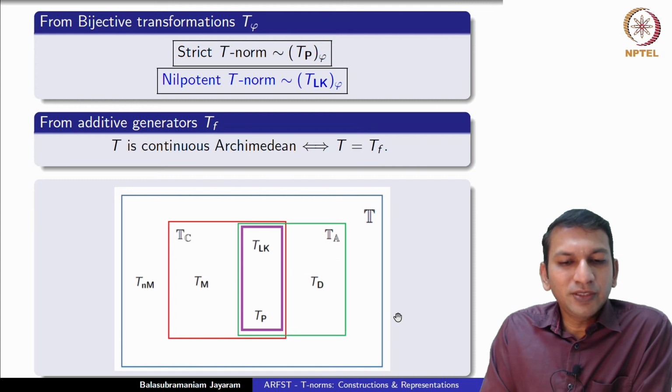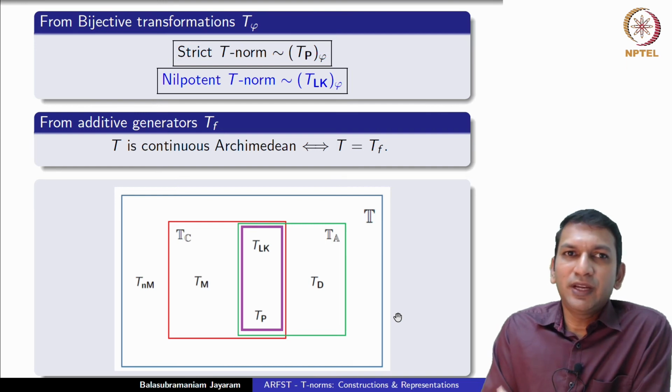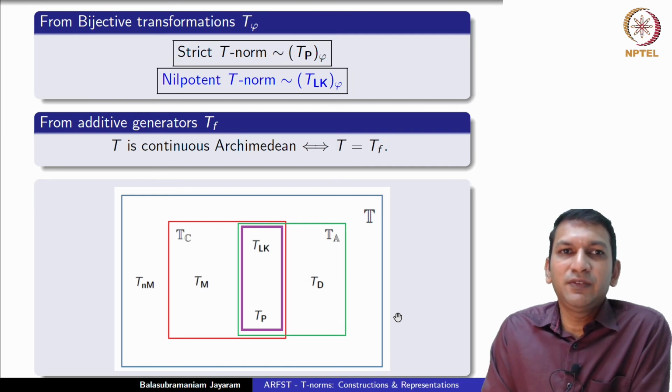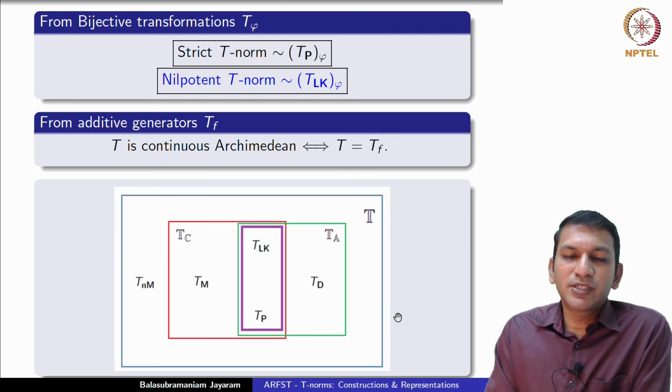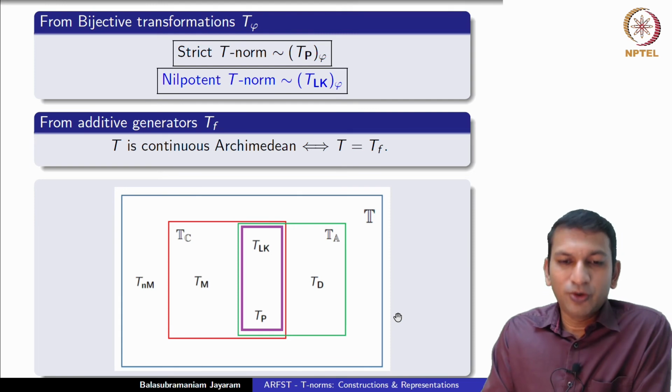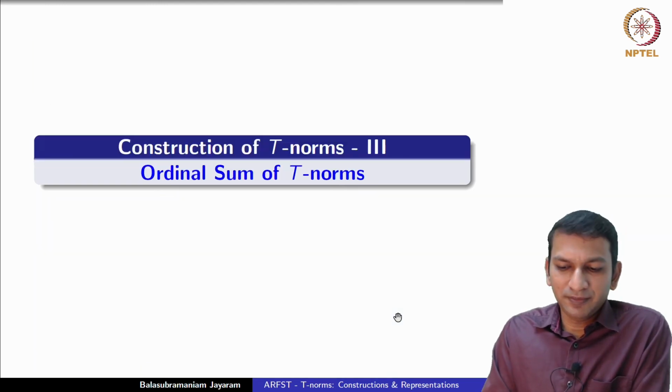The question now is, what if it is only Archimedean? Can we give a representation? Well, that is not known, but however, it can be said that if you have an additive generator, whether continuous or not, it will turn out to be Archimedean. Now let's ask the same question for the set of all continuous t-norms. Can we have a representation for this? Well, hopefully soon. That's what takes us to the third type of construction.